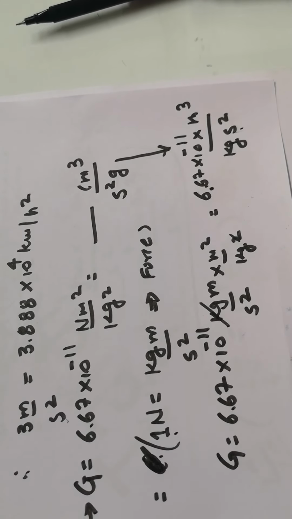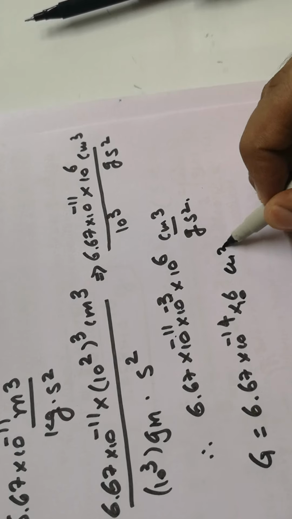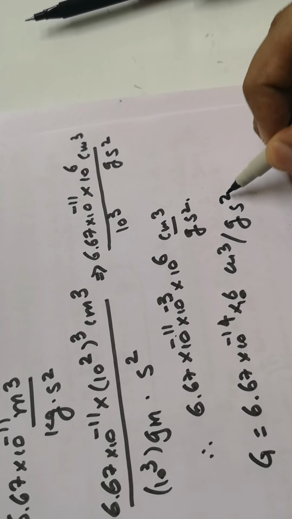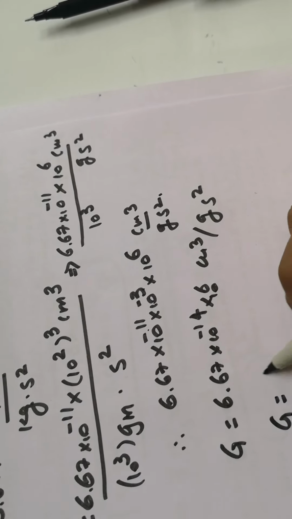As you can see, the power in the denominator was positive, and now I have converted it to a negative power: 10 to the power minus 11 minus 3, and then 10 to the power 6. So I can have capital G equal to 6.67 × 10^-14 × 10^6, called centimeter cube per gram second square. The base is the same, so I can have 6.67 × 10^-8 centimeter cube per gram second square.